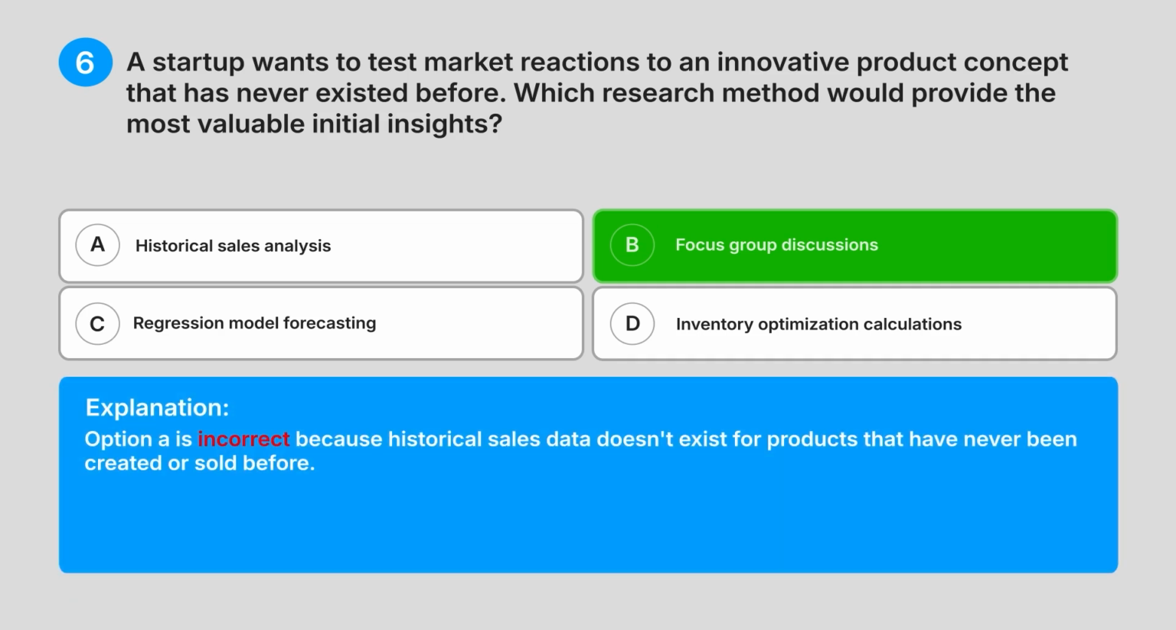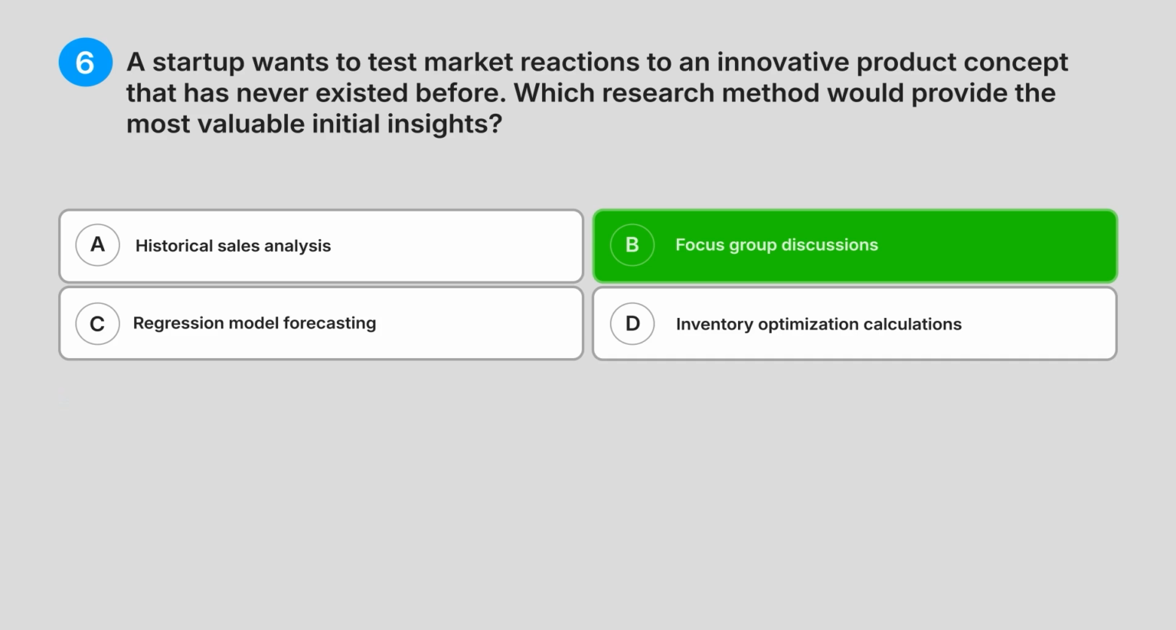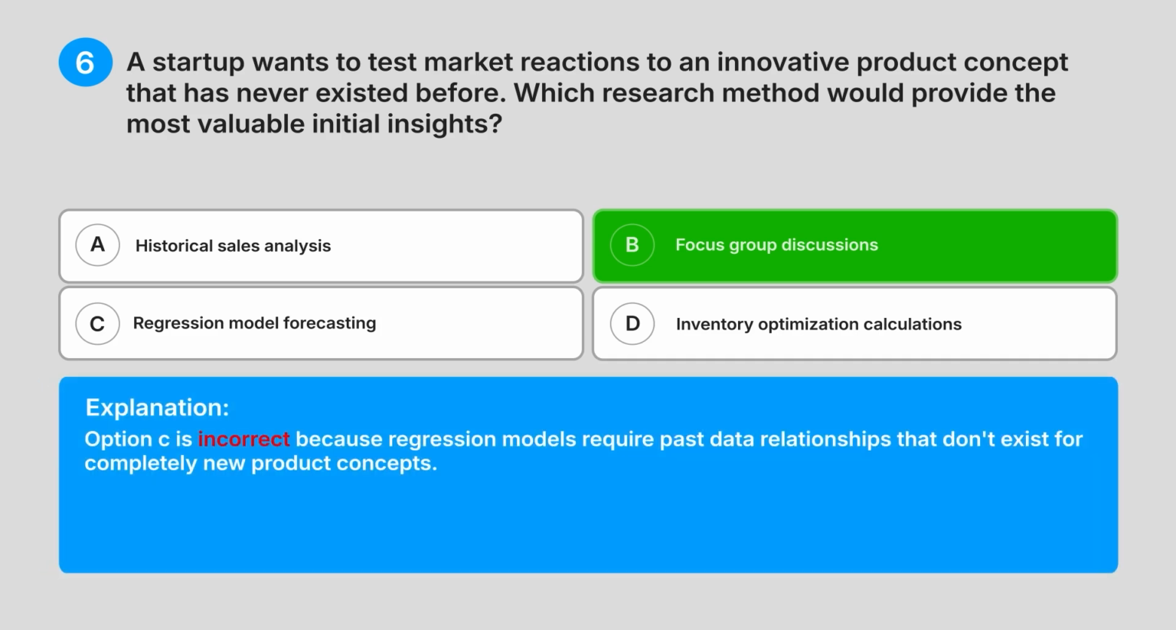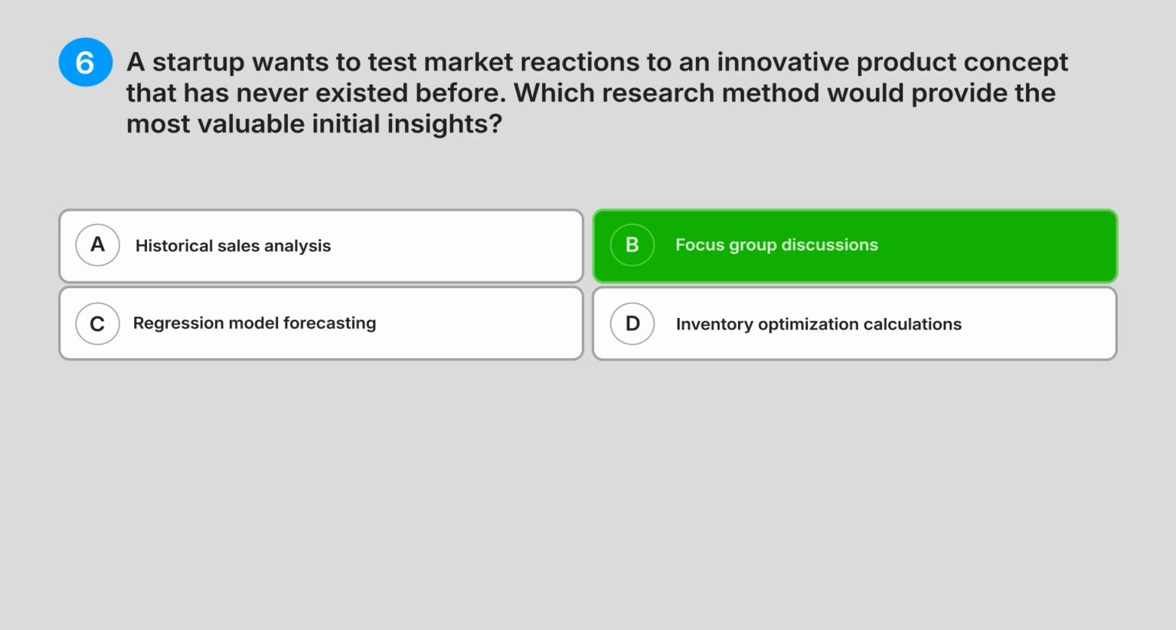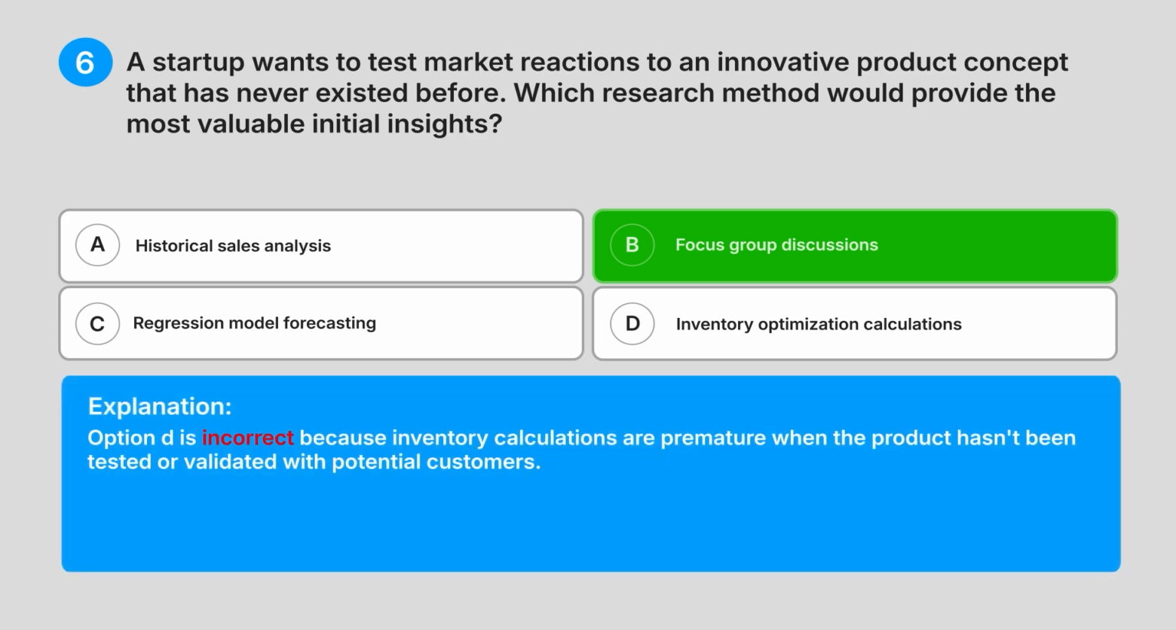Option A is incorrect because historical sales data doesn't exist for products that have never been created or sold before. Option C is incorrect because regression models require past data relationships that don't exist for completely new product concepts. Option D is incorrect because inventory calculations are premature when the product hasn't been tested or validated with potential customers.